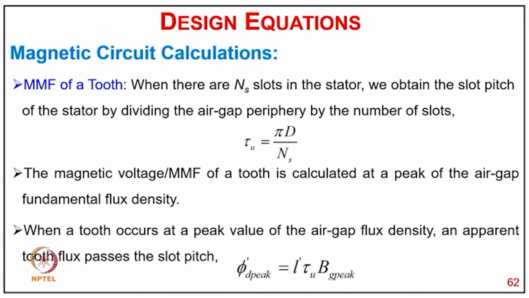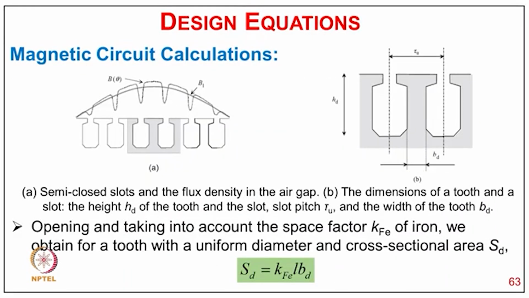So we obtain the slot pitch of the stator by dividing the air gap periphery by the number of stator slots. So tau u is equal to pi D upon Ns. The magnetic voltage drop, or MMF, of a tooth is calculated at the peak of the air gap fundamental flux density. When the tooth occurs at the peak value of the air gap flux density, the apparent flux passes through the slot pitch, so phi d peak dash equals L dash into tau u into Bg peak.